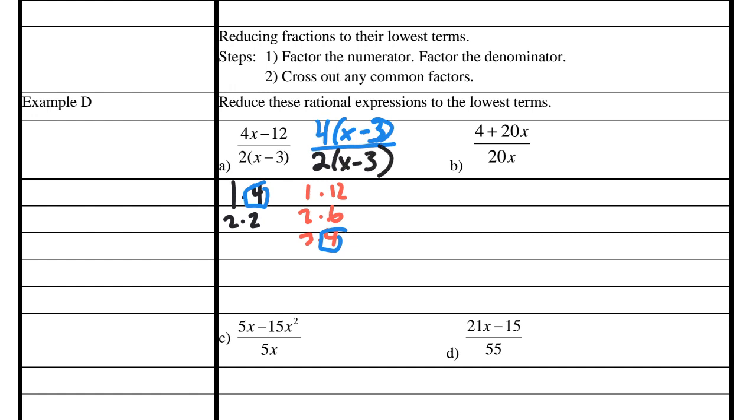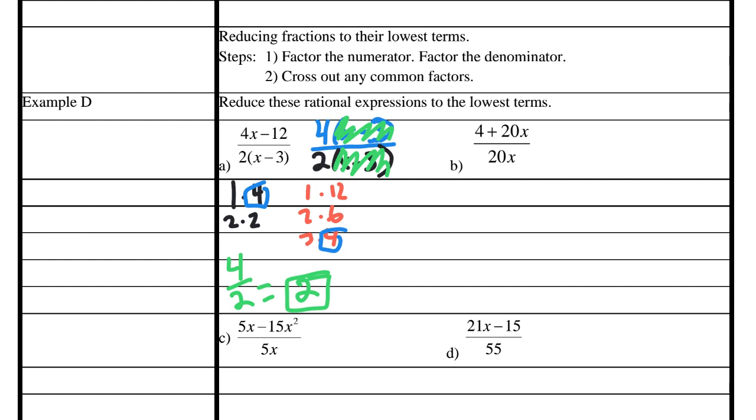Okay, so now I can just break this down. So step 2, cross out any common factors. So I have an x minus 3 on top and x minus 3 on the bottom. So those cancel out. And now I'm just left with 4 divided by 2. And I know that 4 divided by 2 is 2. So that is my final answer.